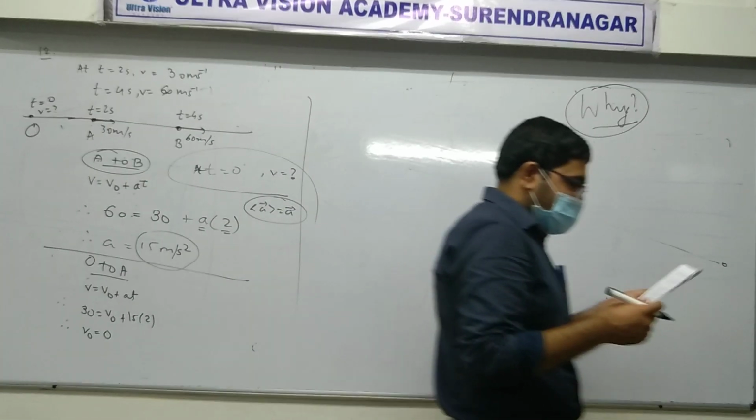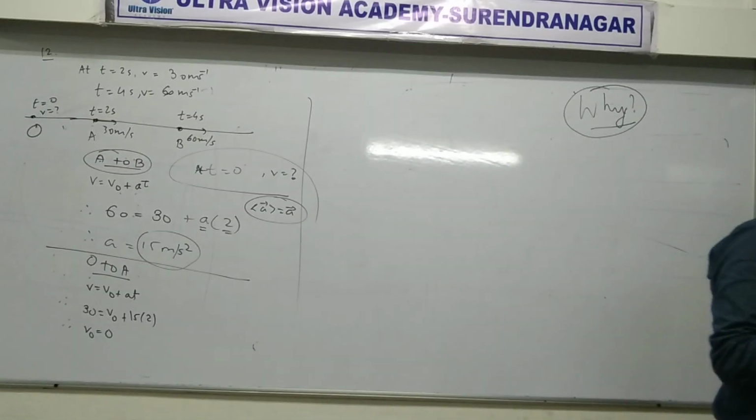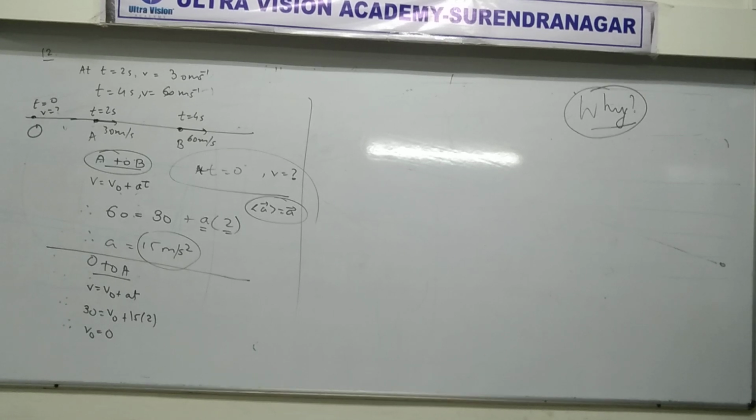13th question. Velocity of a particle moving with constant acceleration at an instant t0 is 10 meter per second.